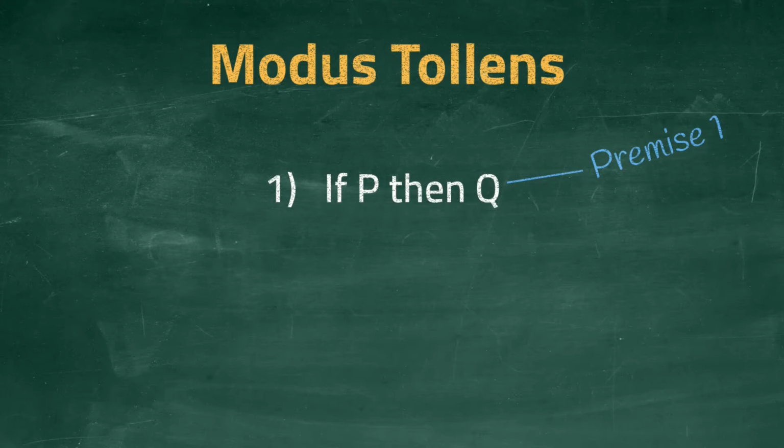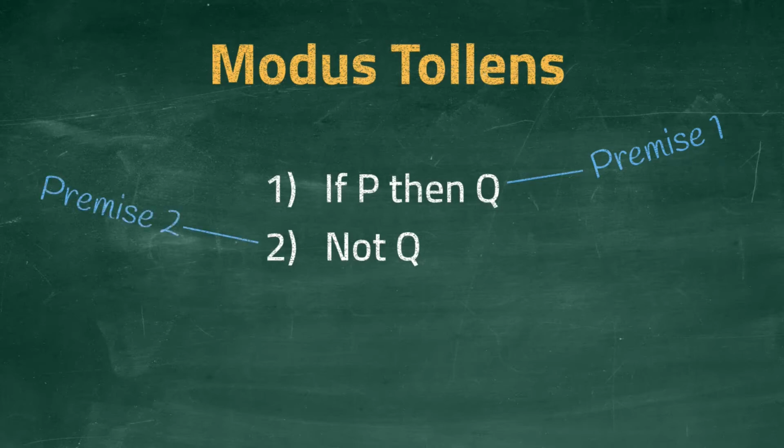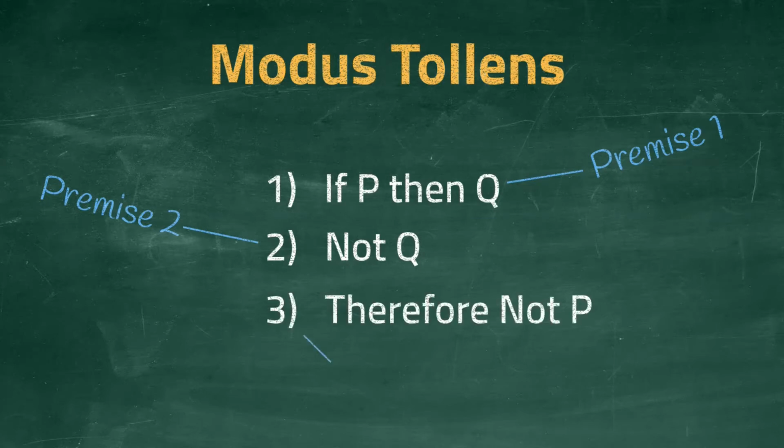The premise is assumed to be true. The second statement is also a premise, not Q. This means that we know Q is false. If we assume this statement is correct, we can move on to the final statement. And the final statement is the conclusion, therefore not P. So the conclusion is P is false. Altogether, if P, then Q, which we assume is correct, and not Q, it therefore follows that P is false. P must be false if we assume the first two statements are correct.